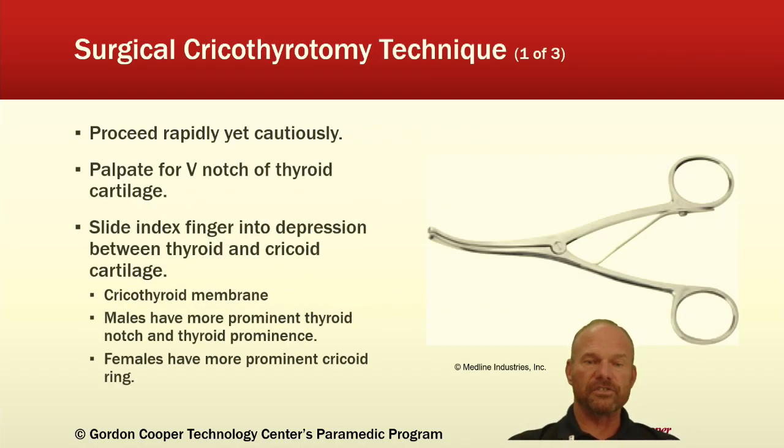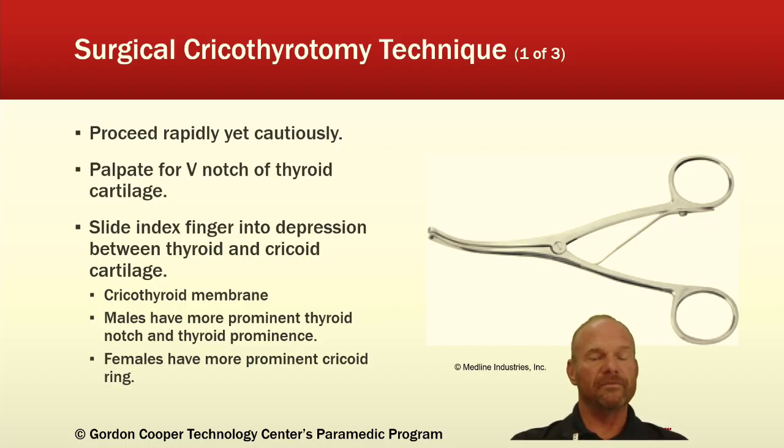So the procedure, like I said, we're just going to blaze through this, since we'll be doing these in the lab. But it needs to be done quickly to minimize hypoxia. We've talked about this multiple times, but you'll identify that cricothyroid membrane. So you'll palpate the V-notch of the thyroid cartilage, that high and sharp bump, when you put your neck up like that. Locate the cricothyroid membrane, locate the depression. After identifying that V-notch, slide your index finger down into the depression between the thyroid cartilage and the cricoid cartilage. That's the cricothyroid membrane.